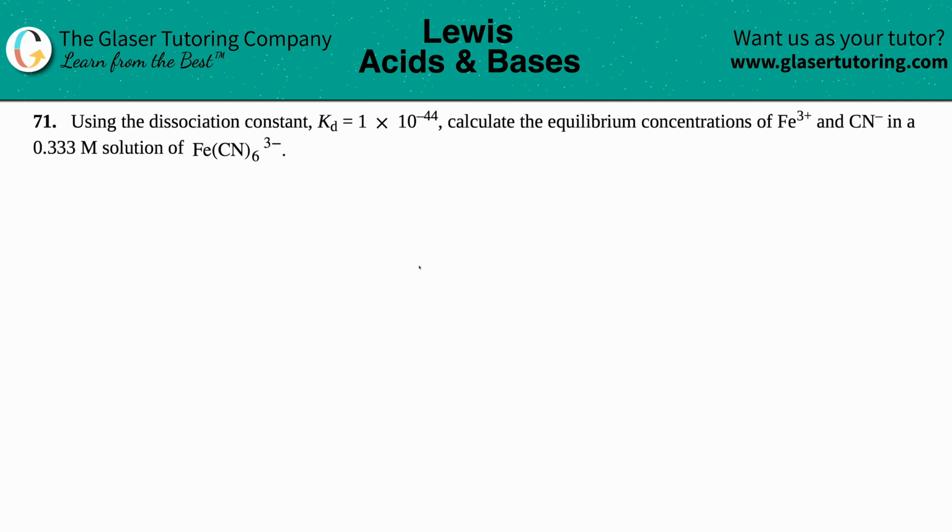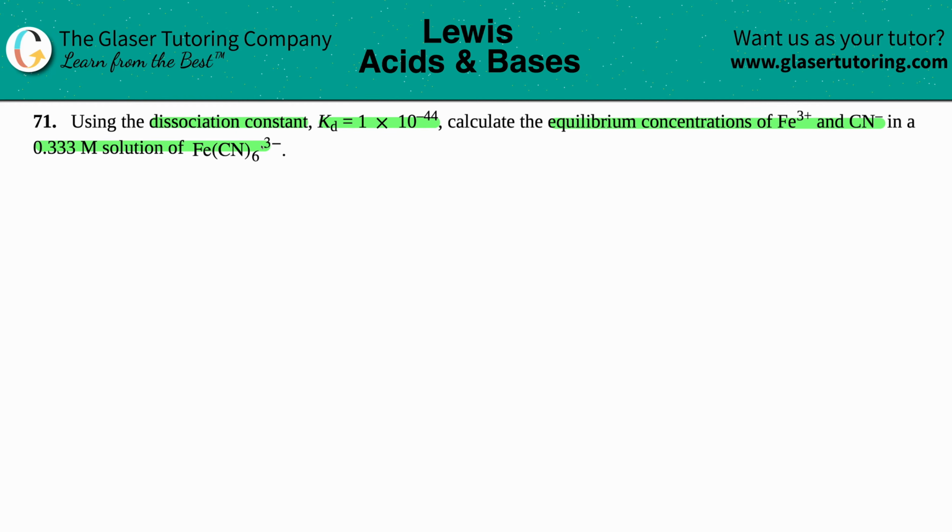Number 71. Using the dissociation constant, which is Kd, and in this case it's 1 times 10 to the negative 44th, calculate the equilibrium concentrations of Fe3+ and CN- in a 0.333 molar solution of Fe(CN)6 3-.